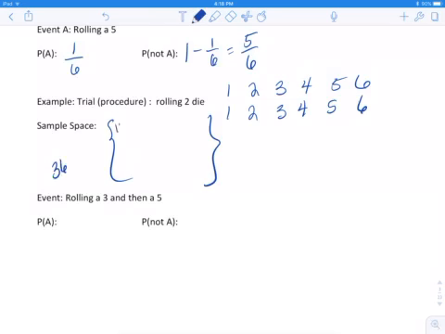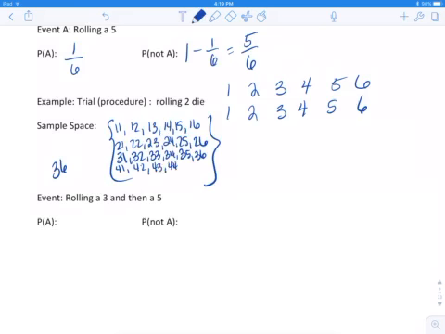So we could have 1, 1, 1, 2, 1, 3, 1, 4, 1, 5, 1, 6, 2, 1, 2, 2, 2, 3, 2, 4, 2, 5, 2, 6, 3, 1, 3, 2, 3, 3, 3, 4, 3, 5, 3, 6, 4, 1, 4, 2, 4, 3, 4, 4, 4, 5, 4, 6, 5, 1, 5, 2, 5, 3, 5, 4, 5, 5, and 5, 6, or 6, 1, 6, 2, 6, 3, 6, 4, 6, 5, 6, 6. Okay, and if you count those up, there are 36 possible outcomes.